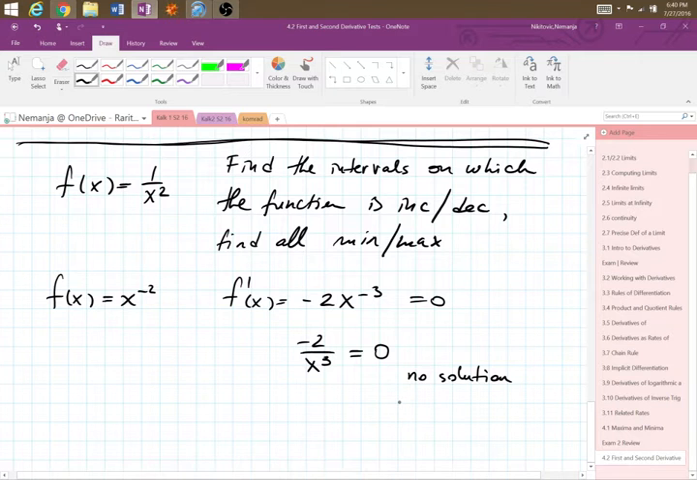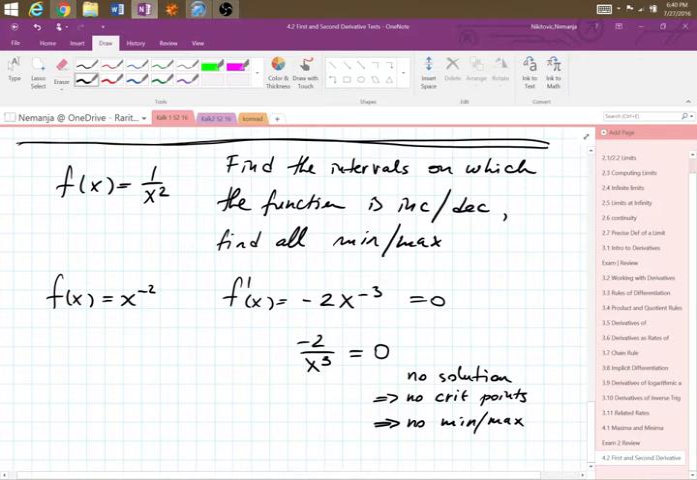Implies no critical points. Implies no min-max. So we immediately eliminated the second part of the question, find all min and max. There are none. But then there is also find the intervals where the function is increasing and decreasing, which means we can still do the first derivative test.